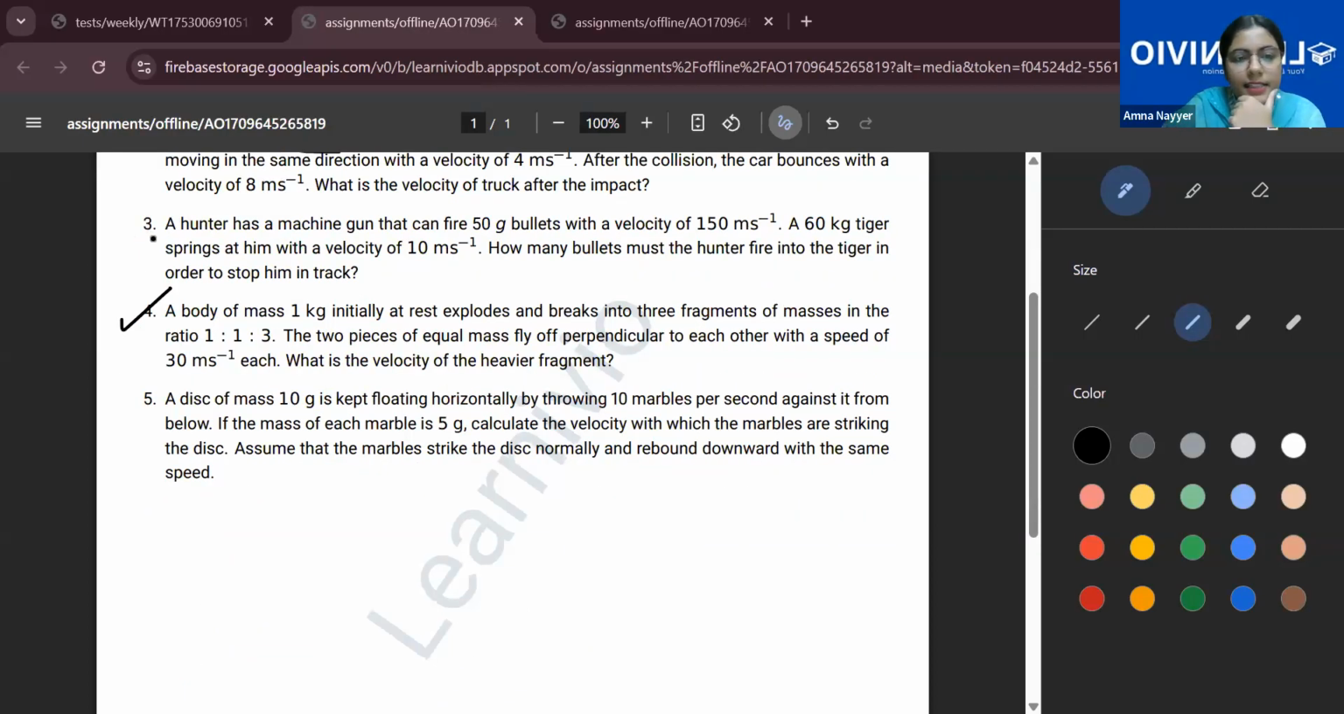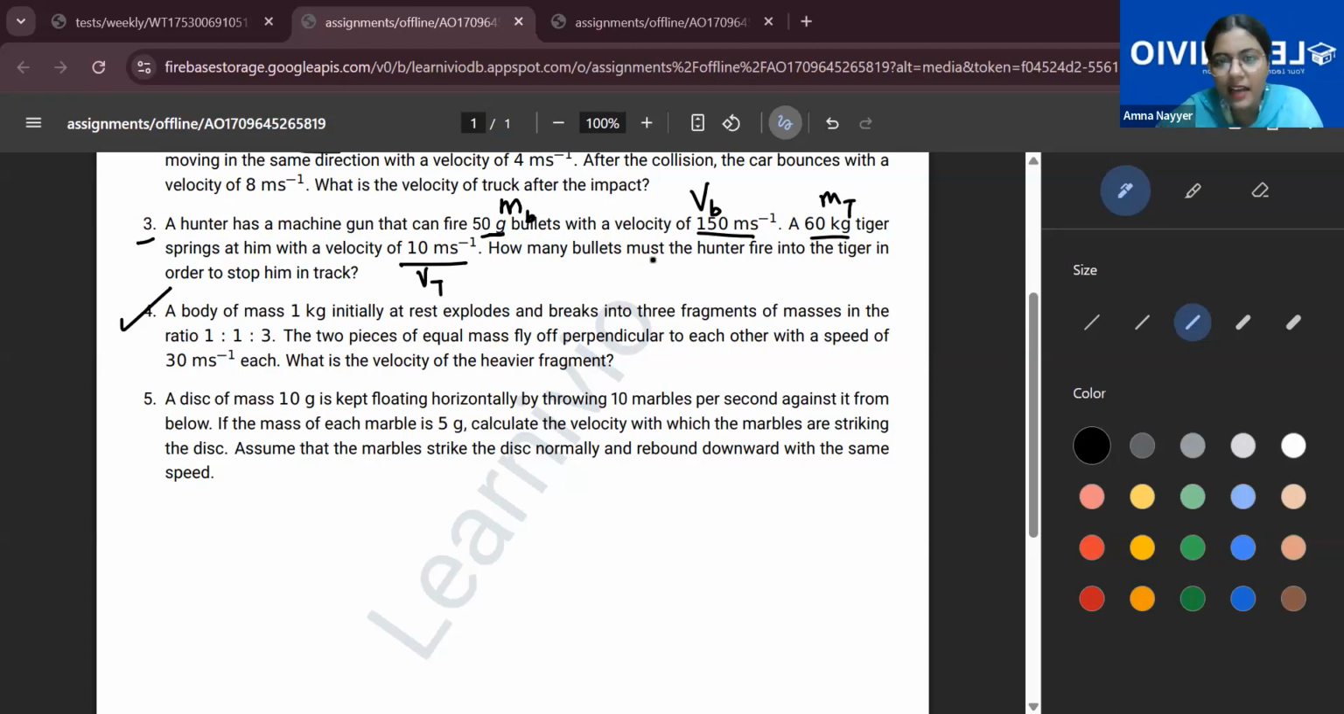See, third says a hunter has a machine gun that can fire 50 grams of bullet with speed 150 meter per second. So mass of the bullets is given and the speed of the bullet is given. It says a 60 kg tiger springs at him with a velocity. So mass of tiger is given and velocity of the tiger is given. It says how many bullets must the hunter fire into the tiger in order to stop him from attacking back.